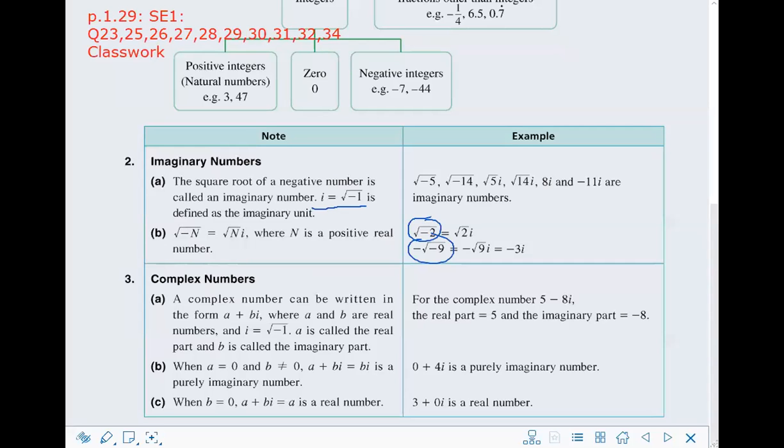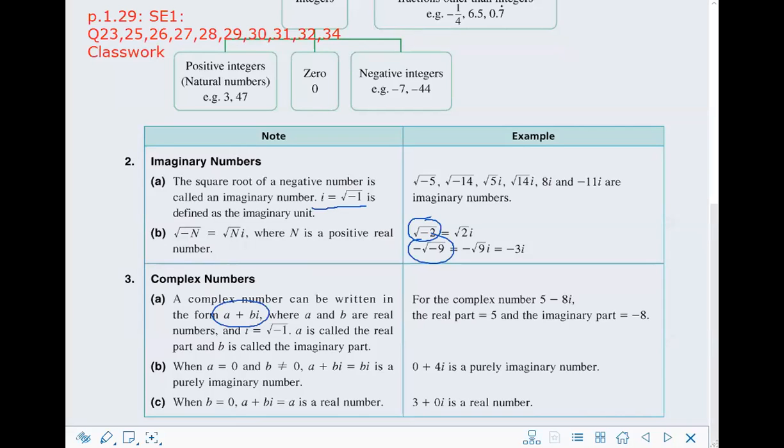A complex number is always in the form of a plus bi. a is the real part, the part with no i, and the i part is called the imaginary part. So it always consists of two parts, but sometimes one part is zero.